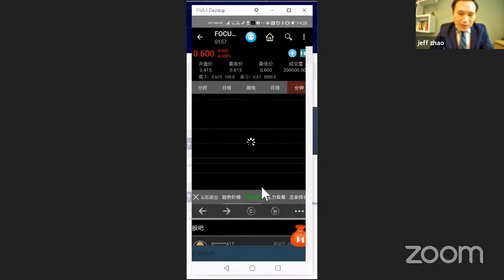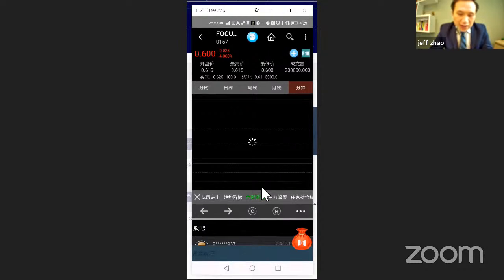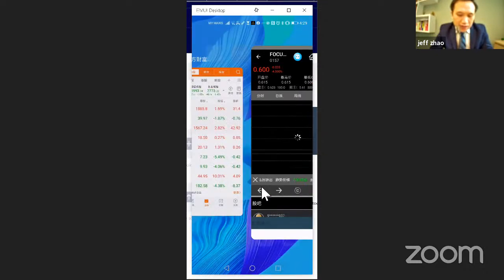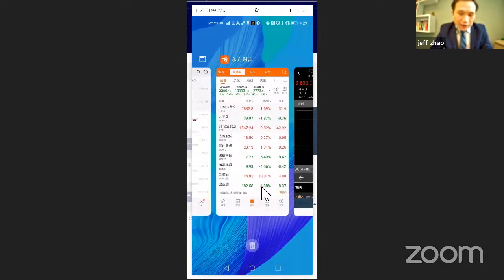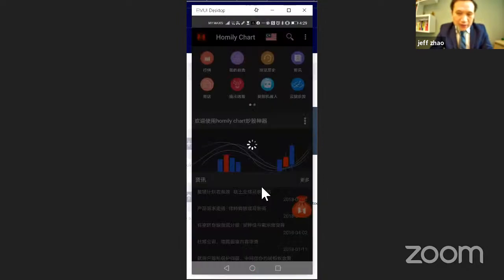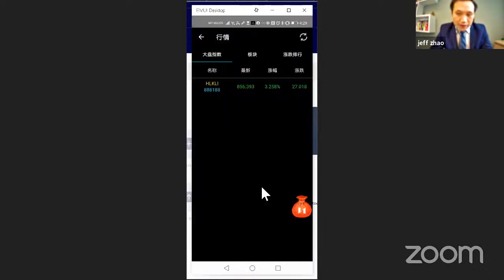And some members ask me, how can we find the index in the PC kit or in the Hanfin version? Actually, we don't have the index data here. We have our own index data called Homely index. Then you see HLKLI. HL means Homely, KLI. Okay, this is not a real KLCI index.